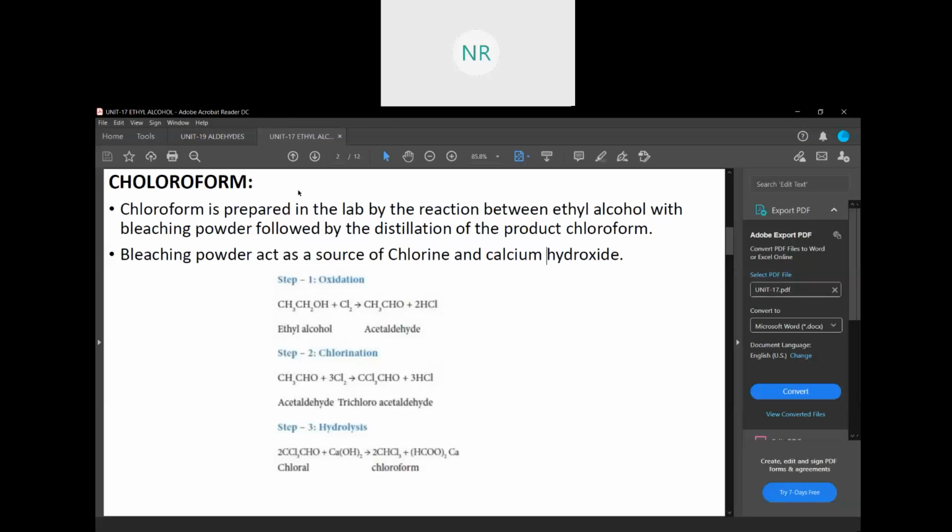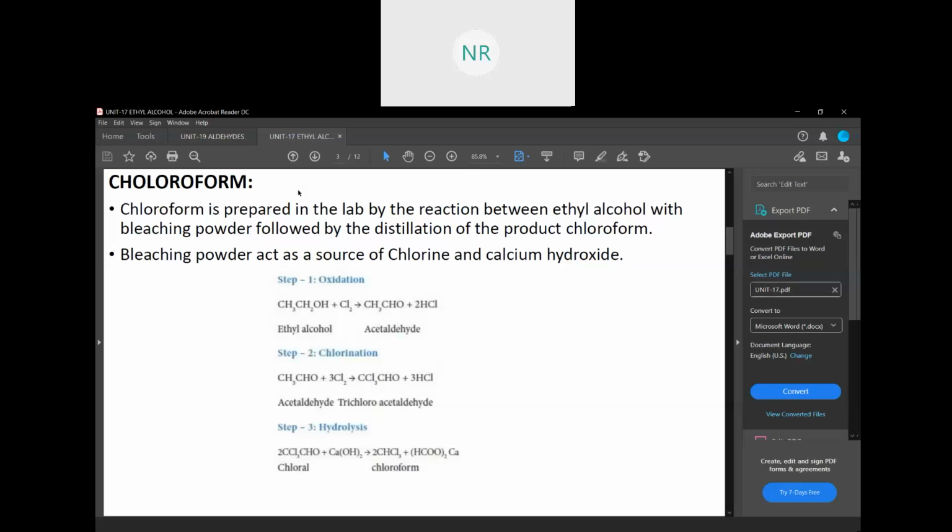So next we'll be seeing about chloroform. Chloroform is prepared in the lab by the reaction between ethyl alcohol and bleaching powder, followed by distillation of the product chloroform. Bleaching powder acts as a source of chlorine and calcium hydroxide. The first step is oxidation: ethyl alcohol C2H5OH plus chlorine gives acetaldehyde plus hydrochloric acid.